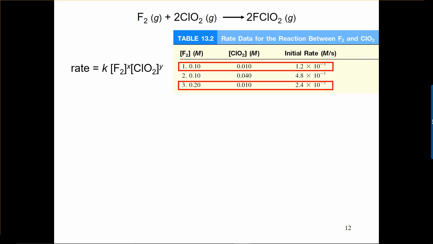So to write our rate expression, we need to know what those are. Here is my rate expression. Both x and y are what? What are x and y in this reaction? They're both one. They're both first order. So the real rate expression here would be rate equals my rate constant times F2 times ClO2. And once I know my rate constant, I can determine what the rate is at any concentrations of these two things. I could plug in any numbers here, and because I know the orders, I could calculate this at any concentration once I know the rate constant.